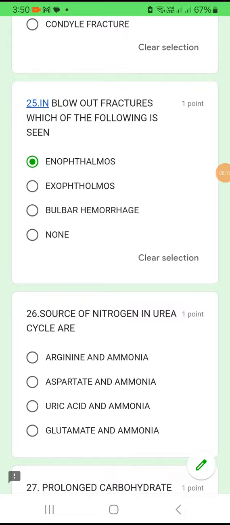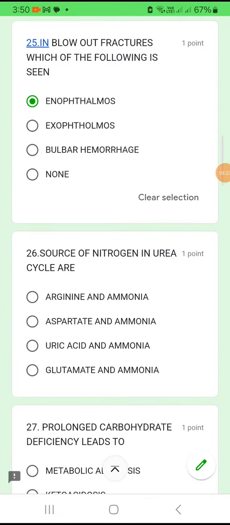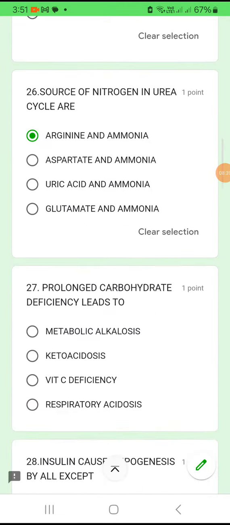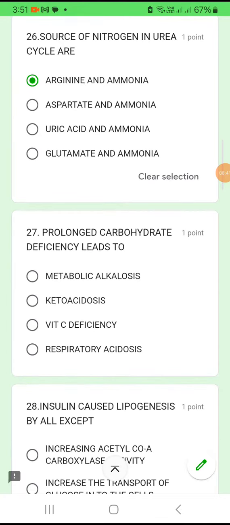Question number 26. Source of nitrogen in urea cycle. What is the source of nitrogen in urea cycle? Arginine and ammonia, aspartate and ammonia, uric acid and ammonia, glutamate and ammonia. Source of nitrogen in urea cycle is mainly that of arginine and ammonia. Okay. Option A.